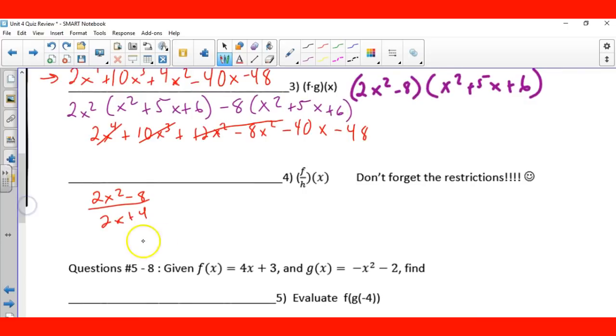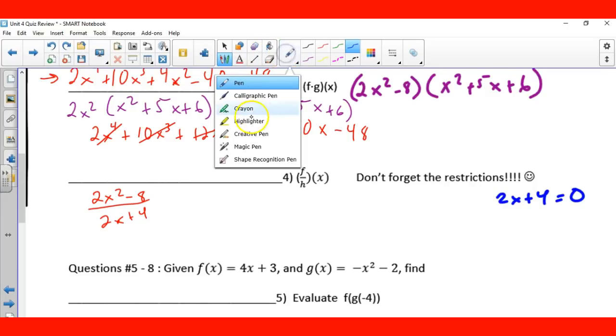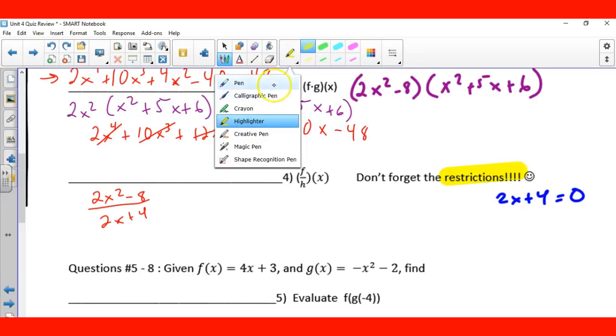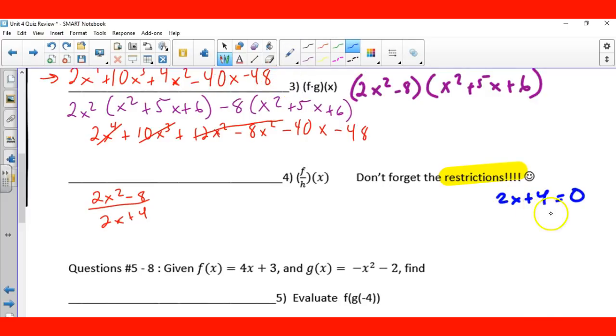So first of all, I want to address this restriction, guys. To find the restriction, take your denominator, set it equal to 0 and solve for x. We're talking about the restriction here. So we set it equal to 0 and solve it. Subtract 4 on both sides.